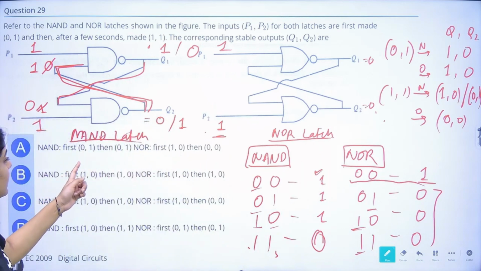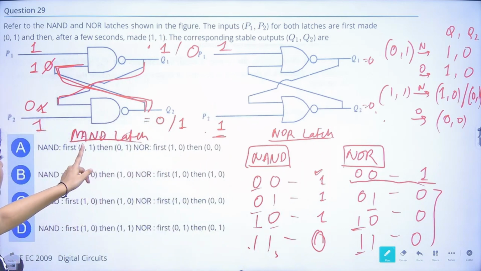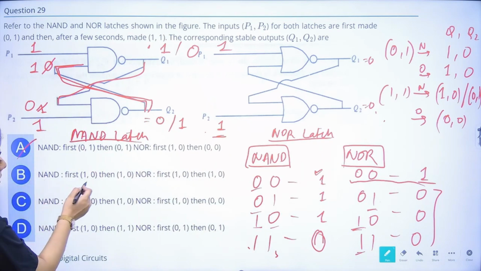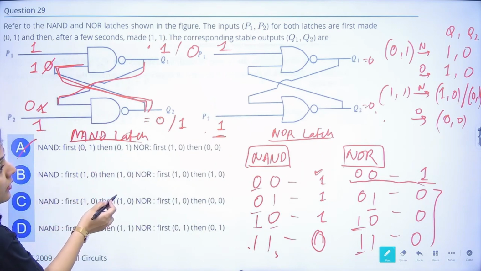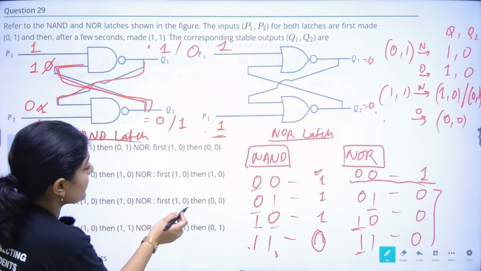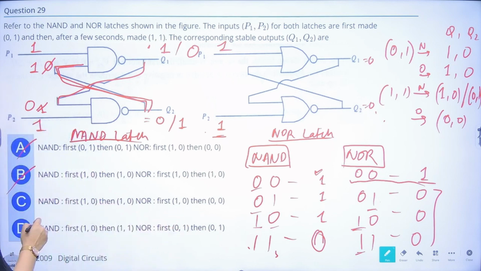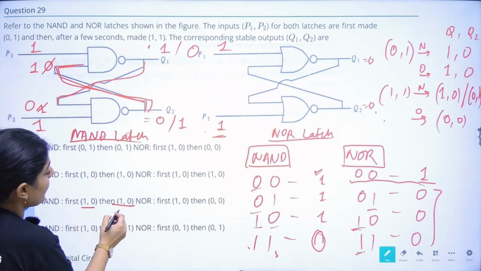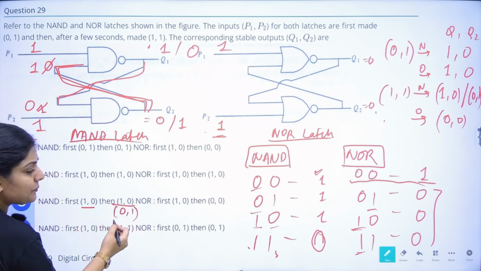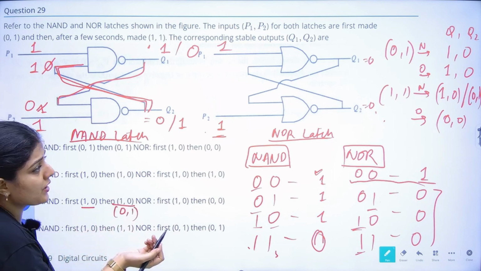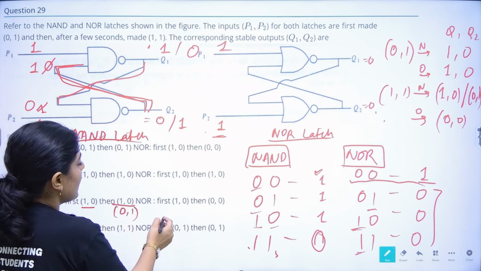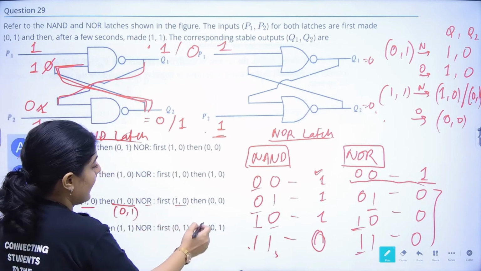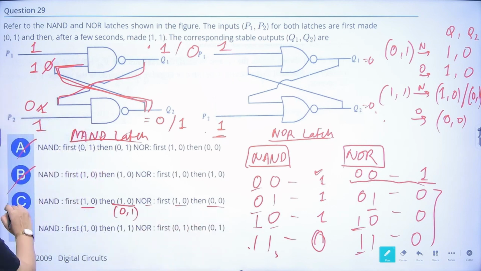So first is 1 0. So first is cancelled, 1 0. Then 1 0. Right, NOR 1 0 and 0. This is also cancelled. NAND 1 0. Okay, 1 0 is also correct. This can be 0 1 also. It's okay. Either of the one option is given. Both are stable cases. NOR first 1 0 and 0 0. So this is correct. So this is your correct option.